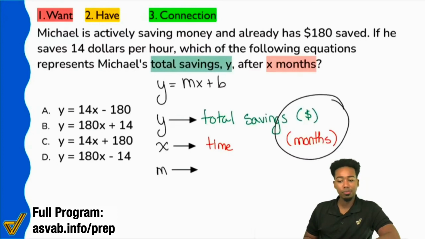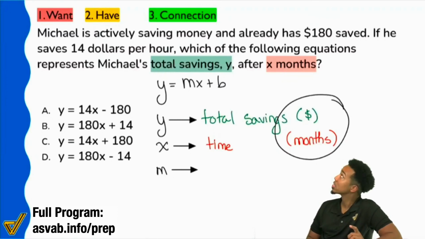What is the unit for the m here? Is it going to be teddy bears per day? Like, what's it going to be? Not just dollars, it's going to be dollars. Right, it'll be dollars per hour.